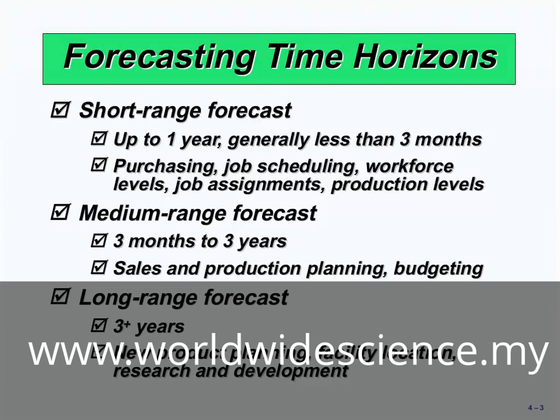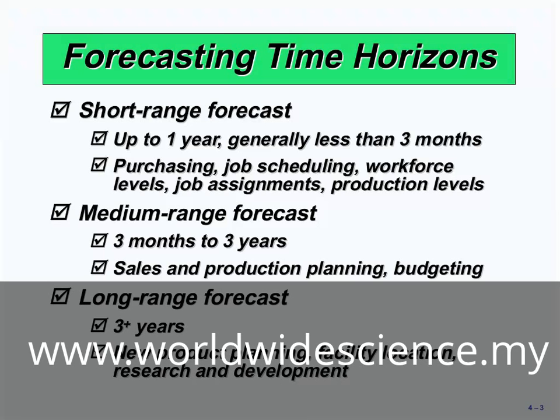Based on time horizons, we have three forecasting types. Short range forecast, up to 1 year, generally less than 3 months. If you forecast less than 3 months, for example, for next month, 2 months later, or 3 months later, the maximum 3 months later, this is called the short range forecast.